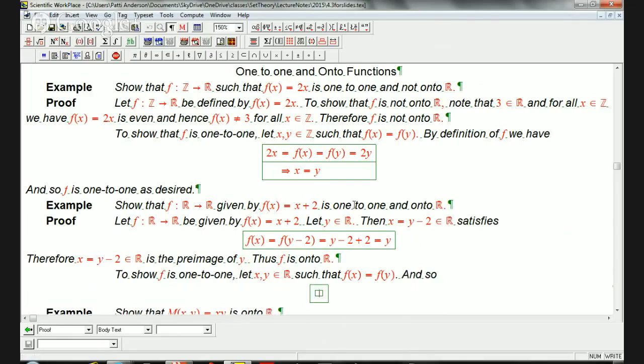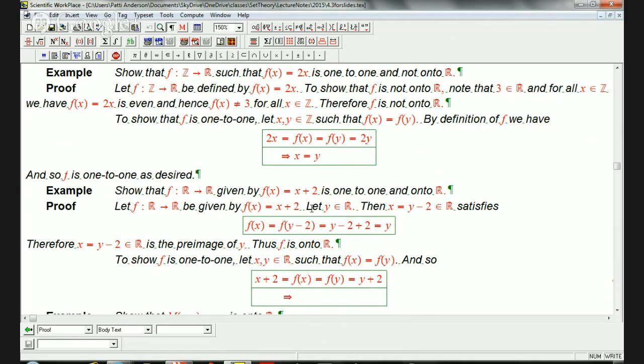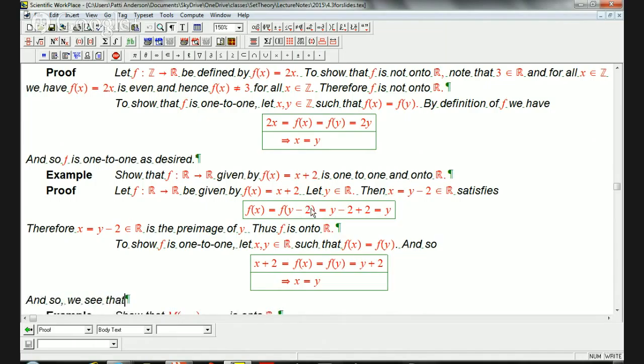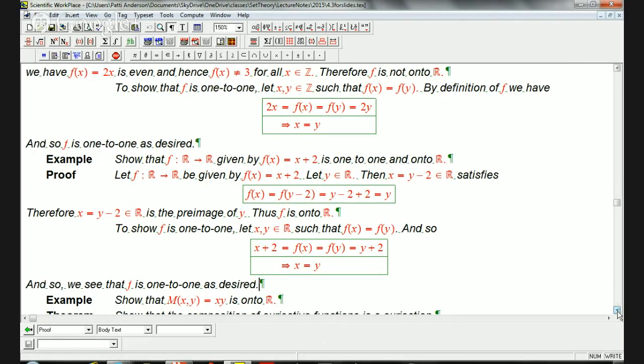And then the next step is to plug it in to see what it's equal to. So what is f of x equal to? My formula, x plus 2. So I write f of x is equal to x plus 2. But I'm assuming f of x equals f of y. And what is f of y equal to? y plus 2. Solve: x equals y. And so we see that f is 1 to 1. If you write 'as desired,' that tells people to go back and look at the original theorem. That's often what we do. Any questions on that?